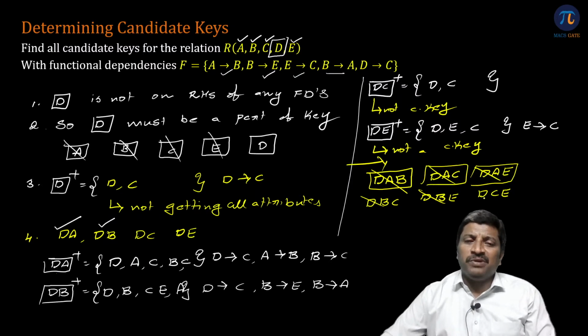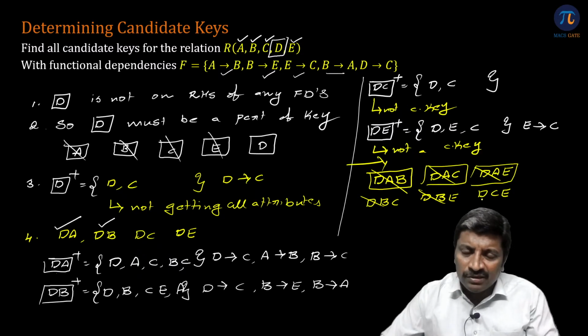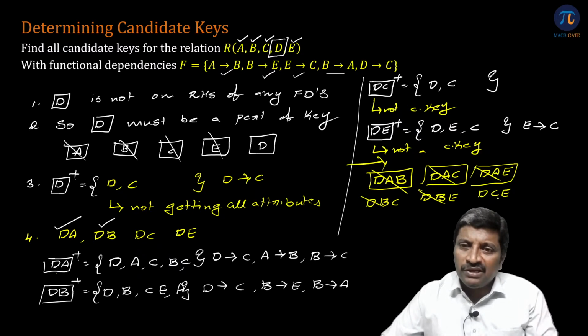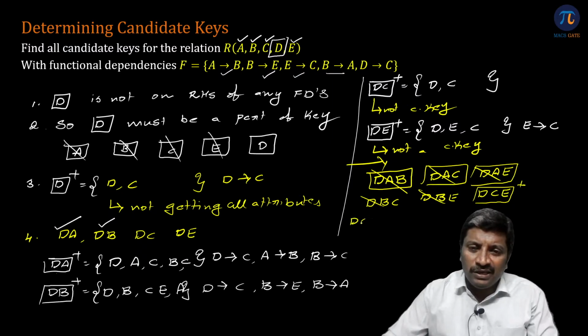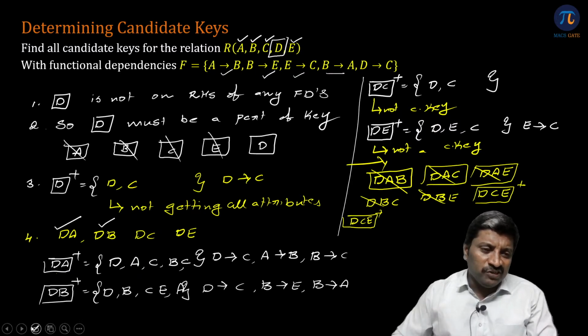Then any other possibility? D, C, E. Sir, please verify. D is not a candidate key. DC is not a candidate key. EC is not a candidate key. Even DE also not a candidate key. So I need to try this. DCE plus. What is the closure of it?